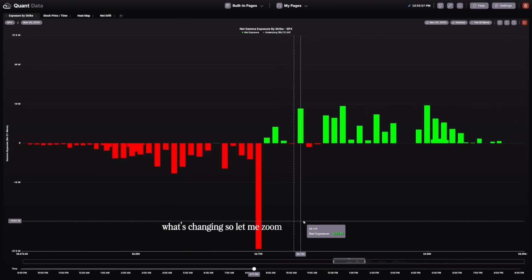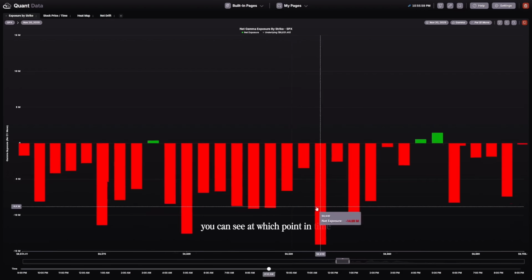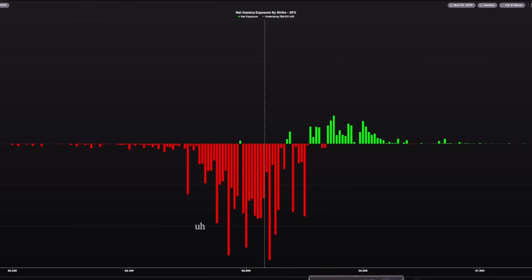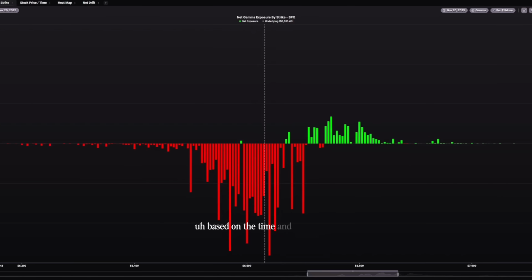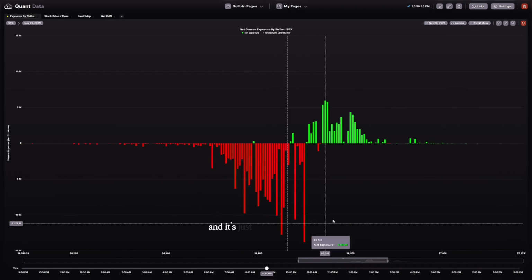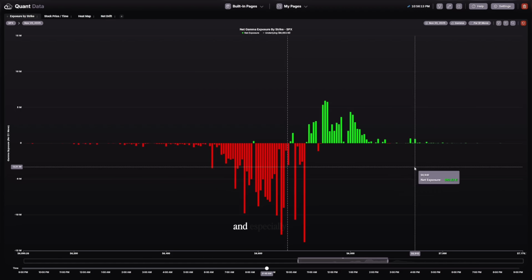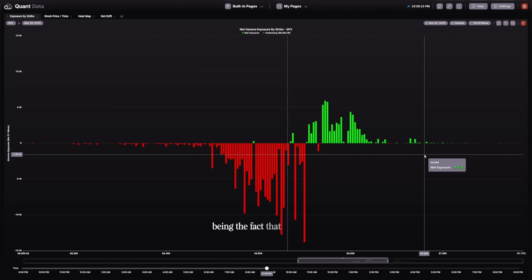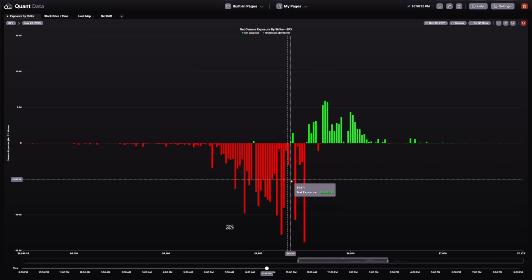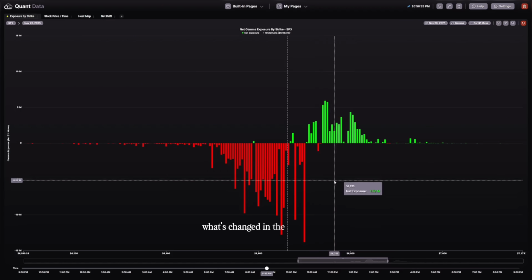So let me zoom this further out for you. You can see at which point in time the market just went entirely short gamma based on the time and the candles, and how I can just scroll the time series, and it's a lot easier to view. Especially in trading, split-second decisions matter a lot, and when something like gamma exposure can flip quickly, it's much more advantageous for us to be able to identify as quickly as possible what's changed in the data profile.